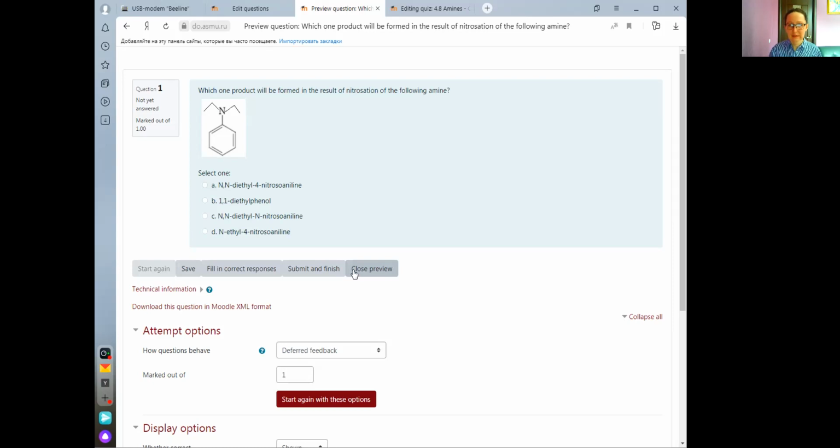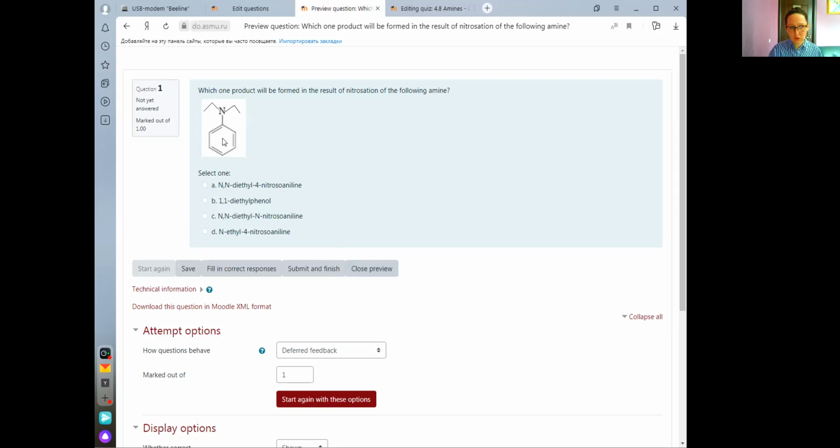In the case of secondary alkyl amine and secondary aryl amine, we have N-nitrosoamine as the result. In the case of tertiary aryl amines, we have para, or 4-nitrosoamine. Tertiary alkyl amines don't react in nitrization. It means the reaction is not possible.